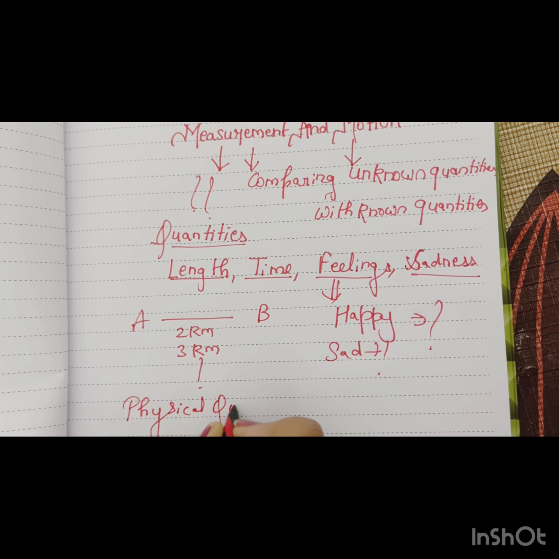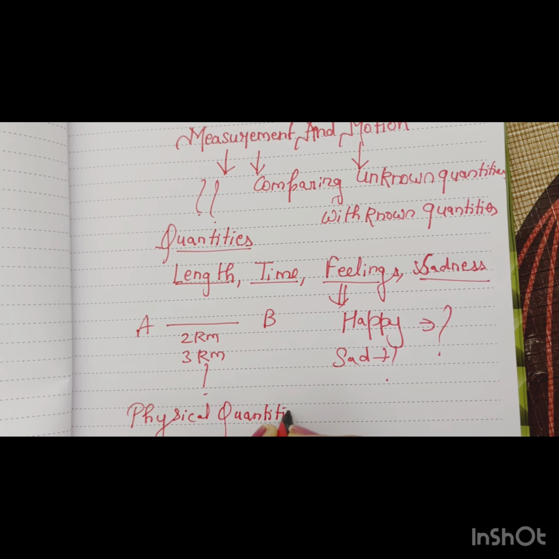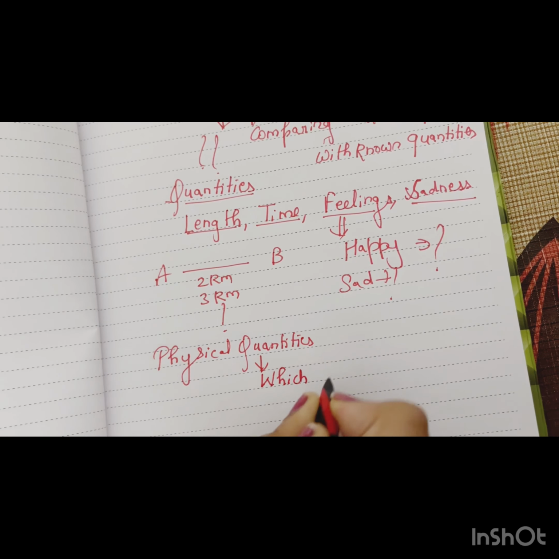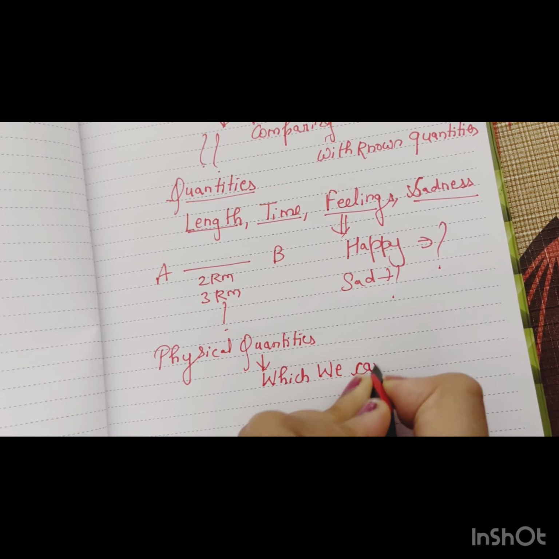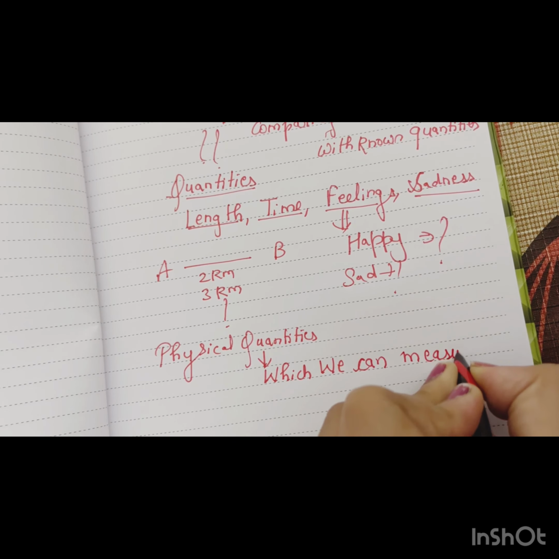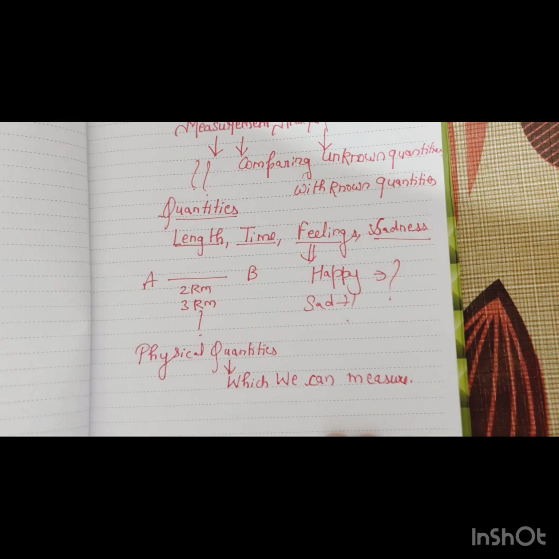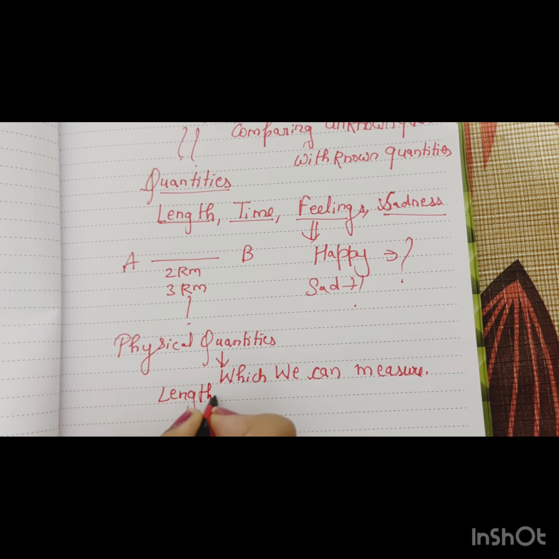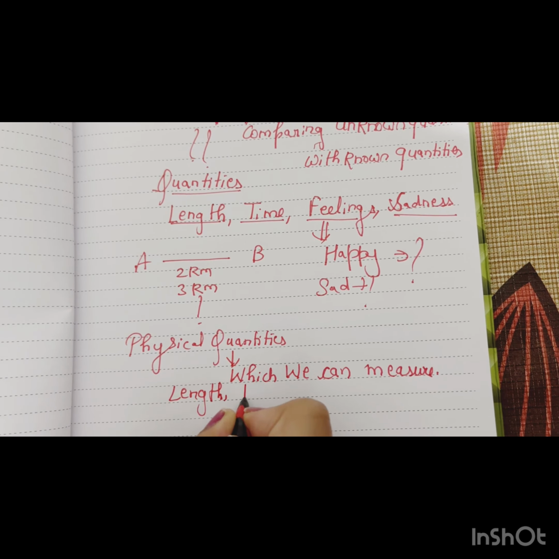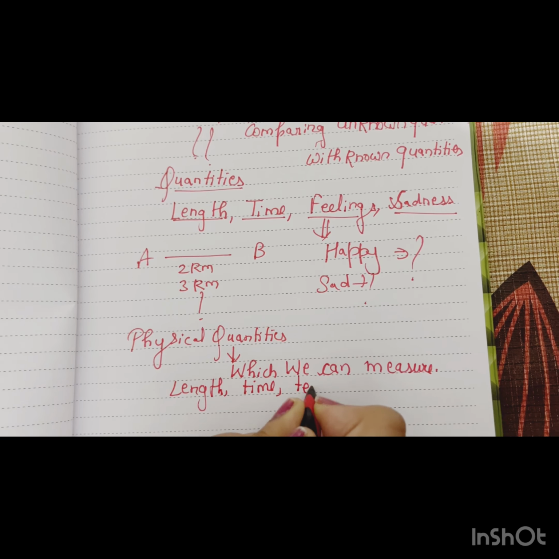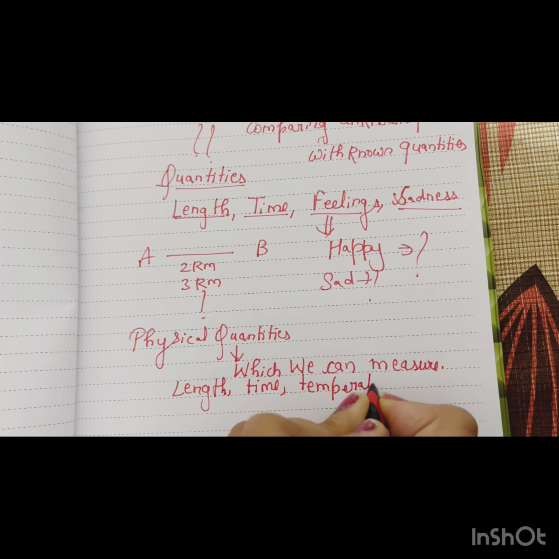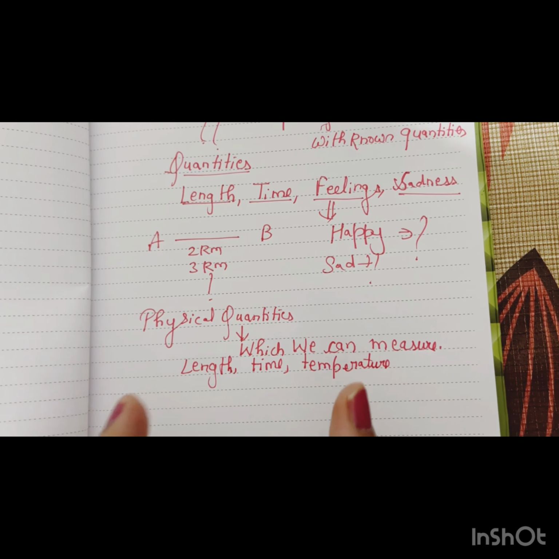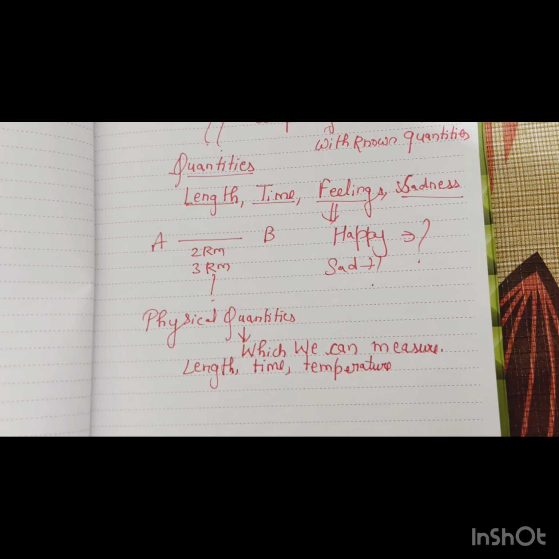So physical quantities are those quantities which we can measure. That is your physical quantities. In that we can talk about length, we can talk about time, we can talk about temperature. So the exact definition is: the quantities which we can measure, we call physical quantities.